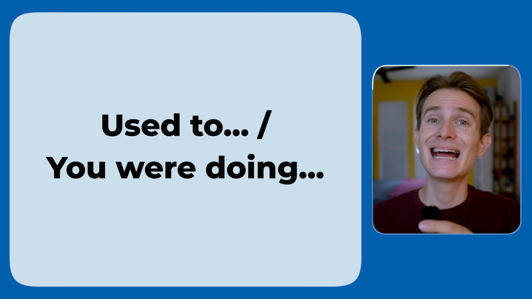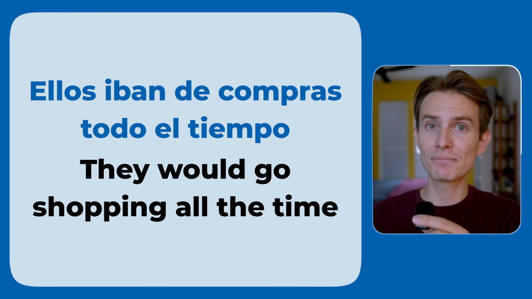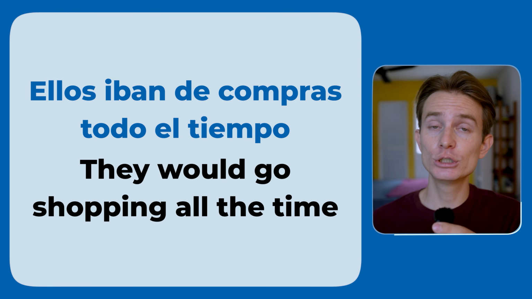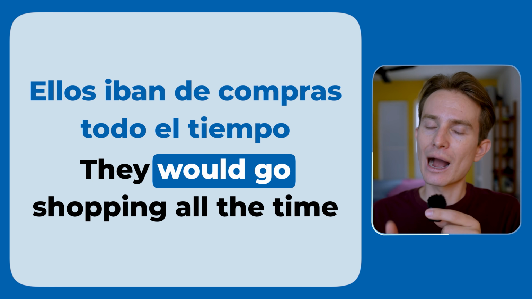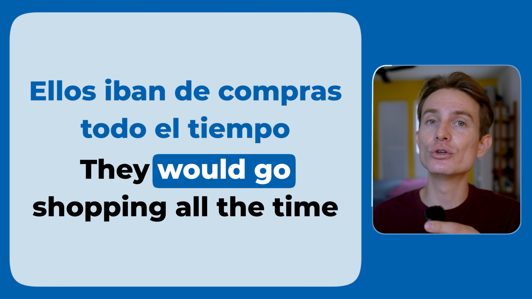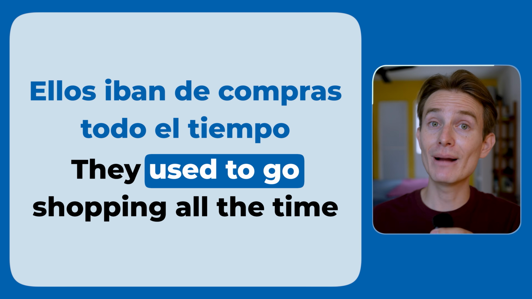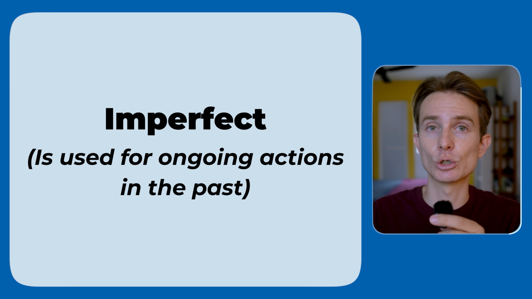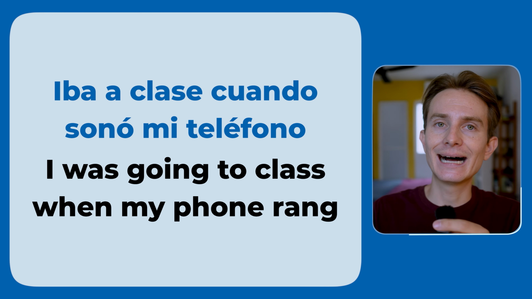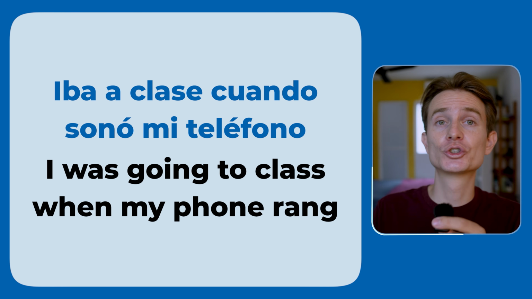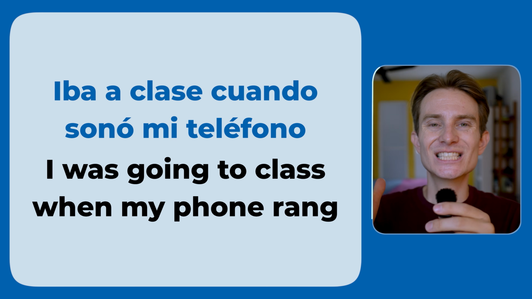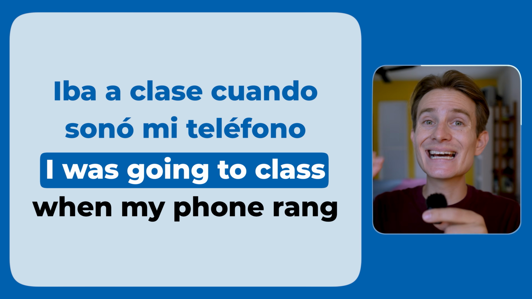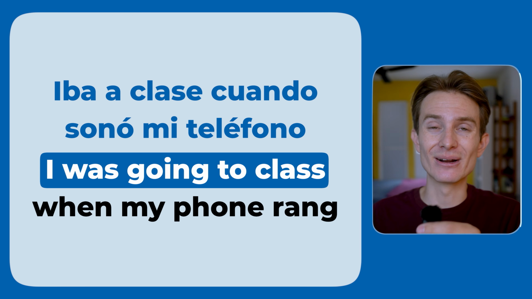Another example could be ellos iban de compras todo el tiempo. So in this case, iban could translate to would go. However, careful, it might be better to use used to go in this case. Remember, the imperfect is used for actions that were ongoing in the past. So, for example, iba a clase cuando sonó mi teléfono. So in this case, I was going to class, but then it gets interrupted by the preterite.